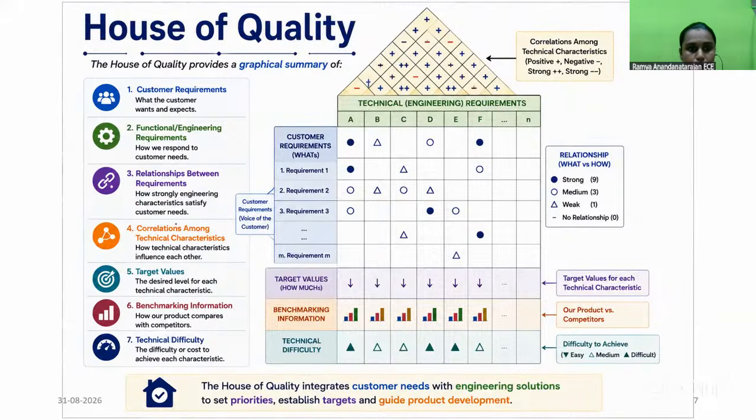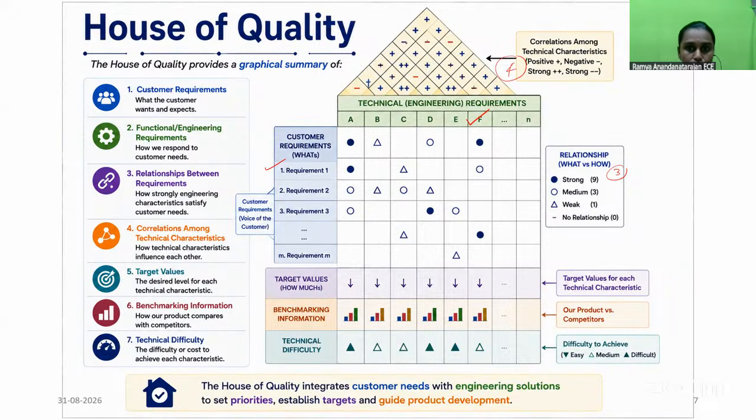As I already told you, there are 7 segments which are shown in detail here. The first one is the customer requirements, on the left side. We start here. We list all the customer requirements. Then we go for functional requirements, that is how we respond to the customer needs. That is the technical requirement, the second segment. Then we have the relationship between what is on the left side, the customer requirement, and the technical requirement, the relationship of what versus how. This is the third. And the fourth one is the correlation.